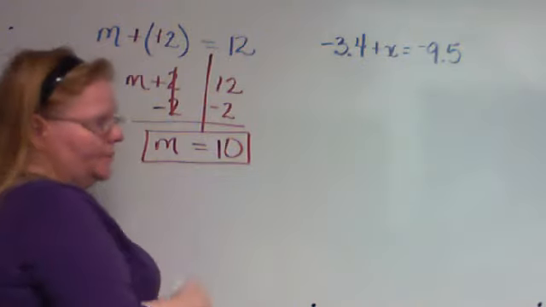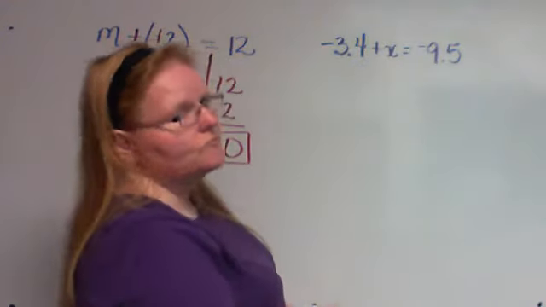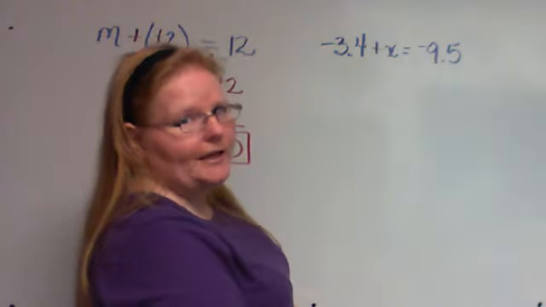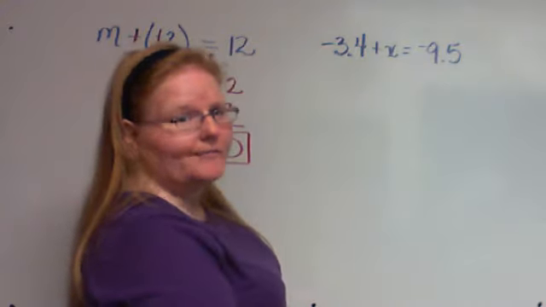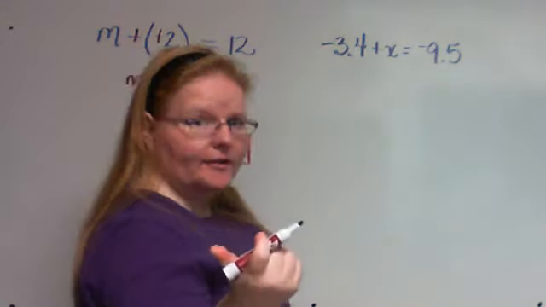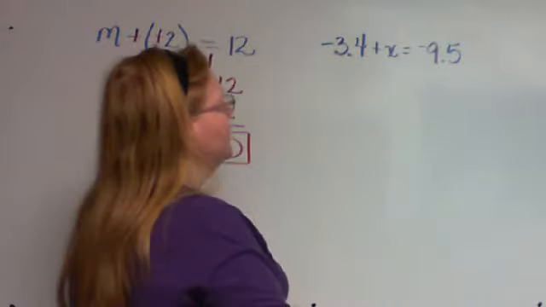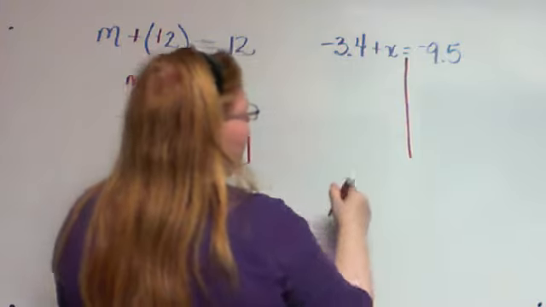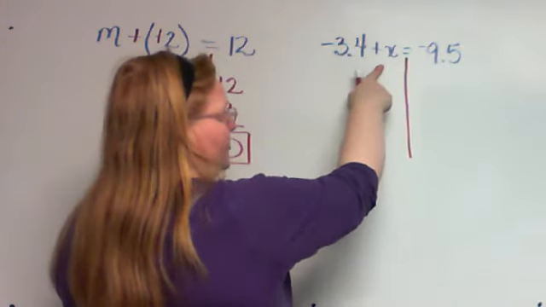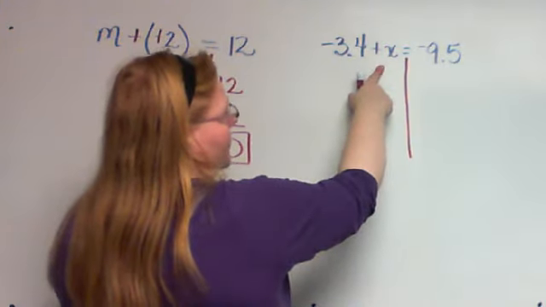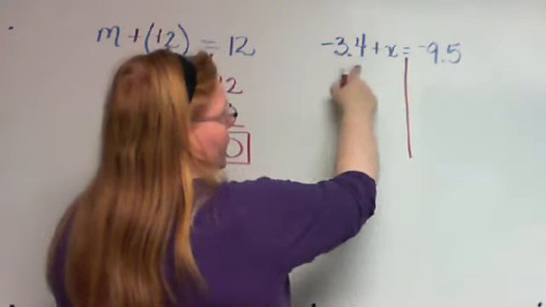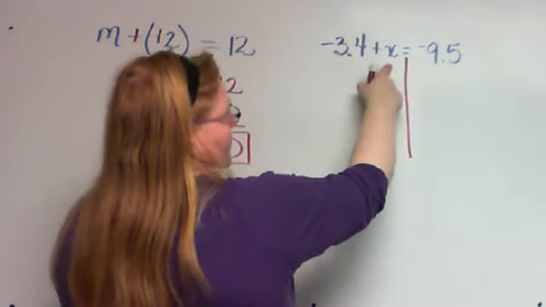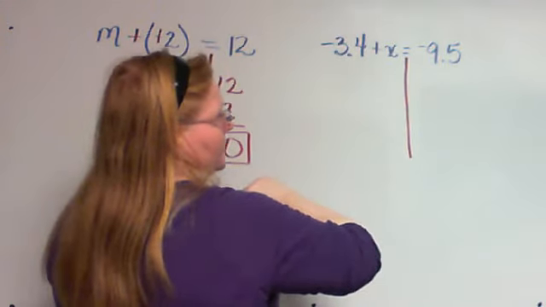Over here is the same thing, only we use decimals. Don't panic. You have a calculator. I don't have a calculator here, but you have a calculator there, so you're fine. So, I draw my line. I want to get the x by itself, which means I'm going to have to get rid of the negative 3.4, because that's what's keeping that from being by itself.